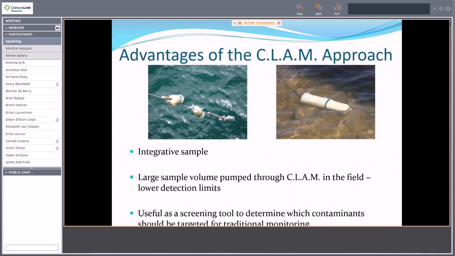This approach is really useful as a screening tool to determine which contaminants should be targeted for traditional monitoring. Maybe in your traditional monitoring approaches, you're not able to see the low levels that you need, or you're not quite aware of what all residues are present in your water body of concern. This is a tool that can give you some preliminary information: oh, we are getting detections of this, so let me look at the use patterns and all those types of factors that go into determining why a compound is being detected in the aquatic environment you're interested in.